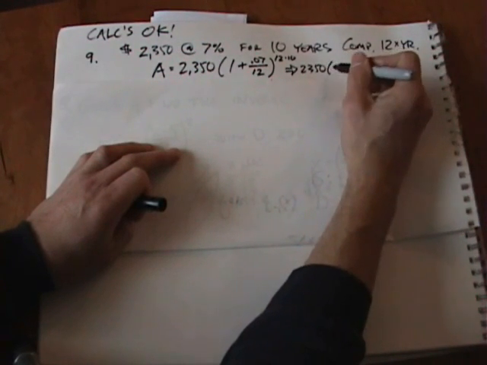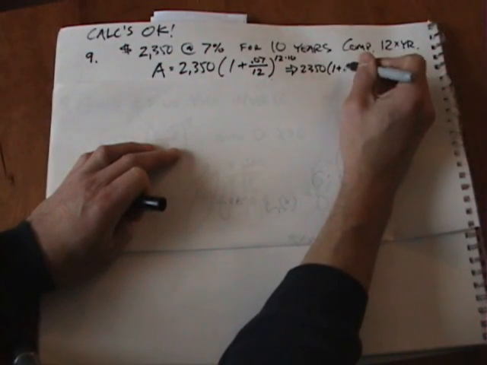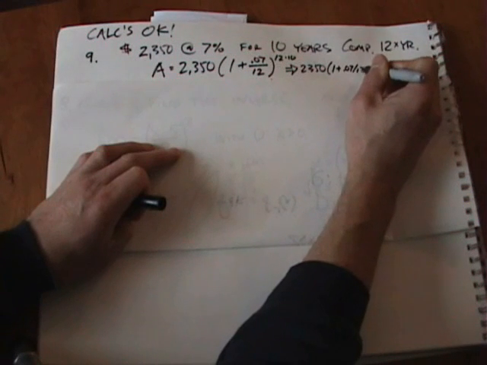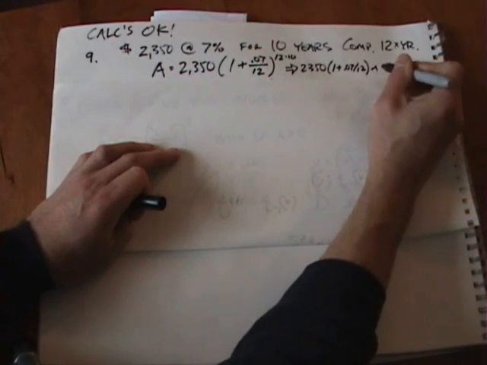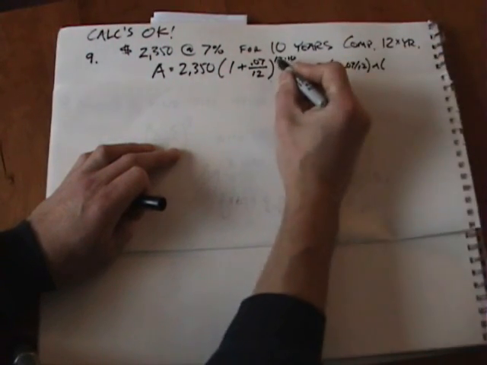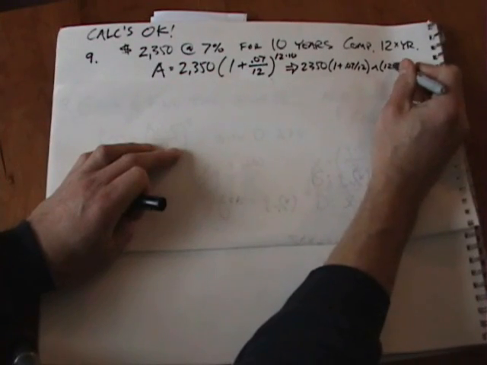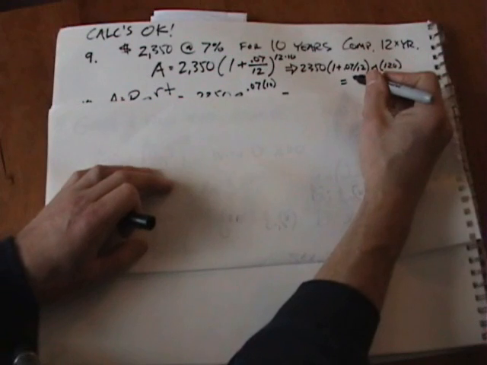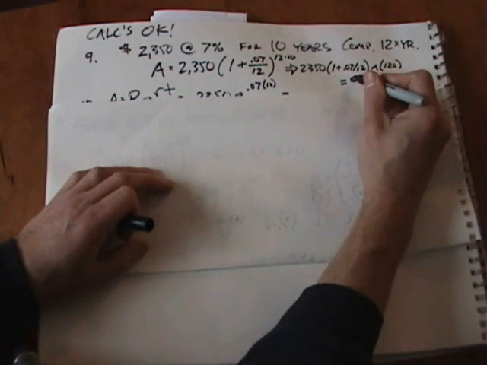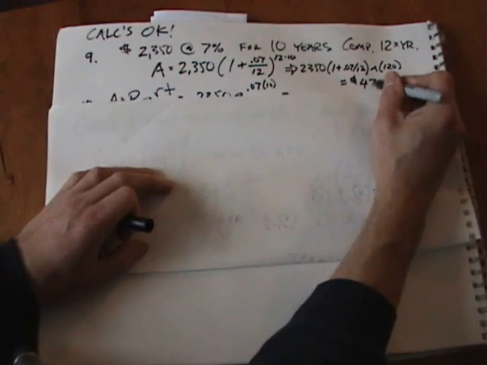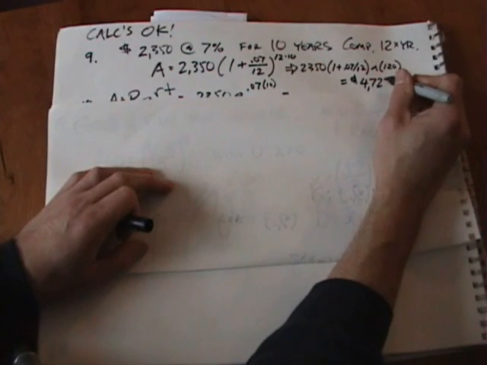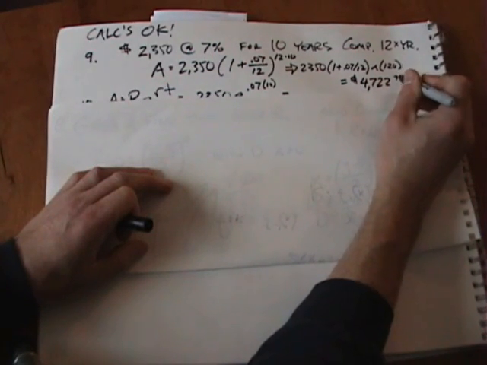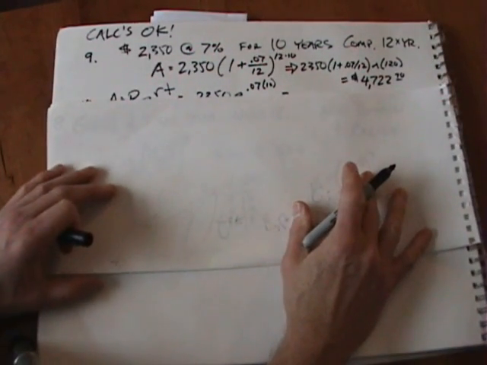2350, then parentheses 1 plus 0.07 slash 12, close parentheses, caret, parentheses, and you can, I hope, do that math, 120, close parentheses. You're going to get this equal to, when I round it, $4,722.70. Check that out, okay?